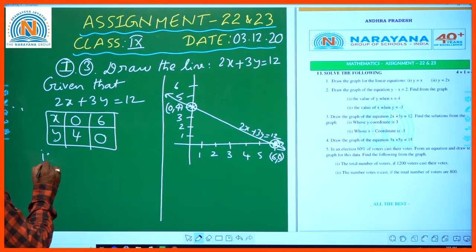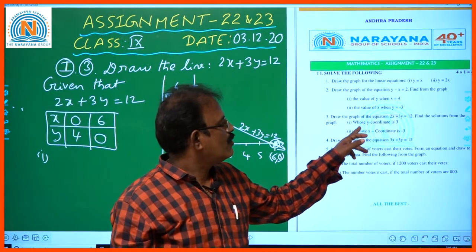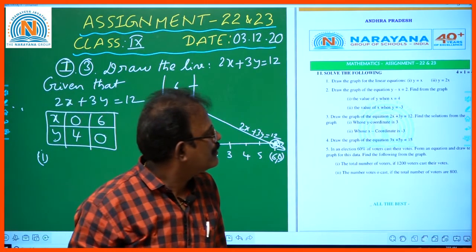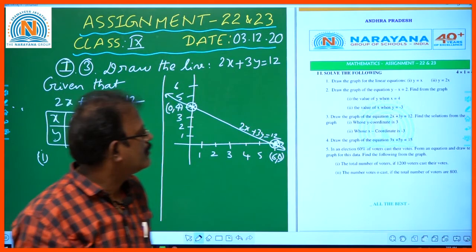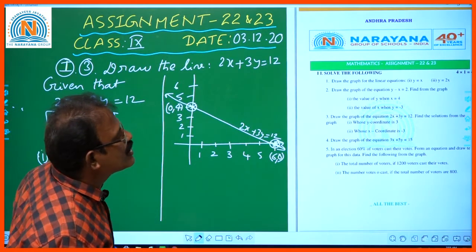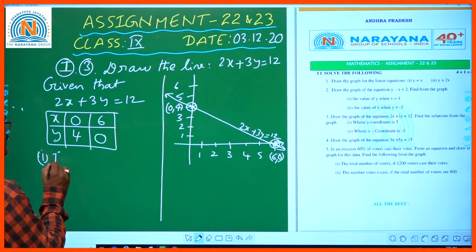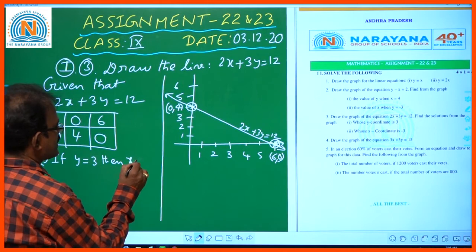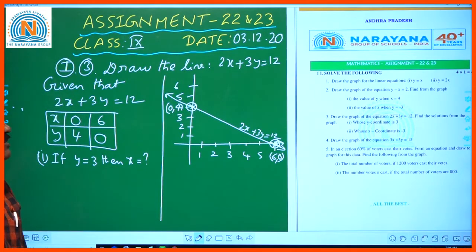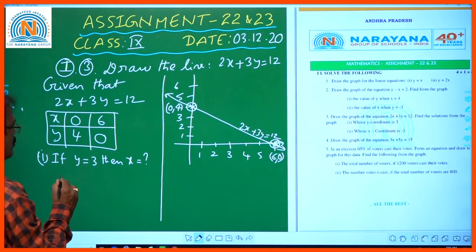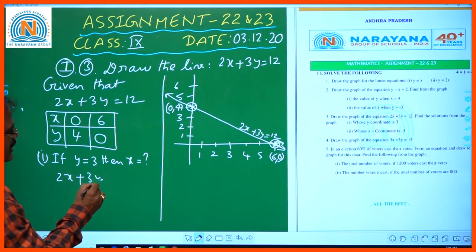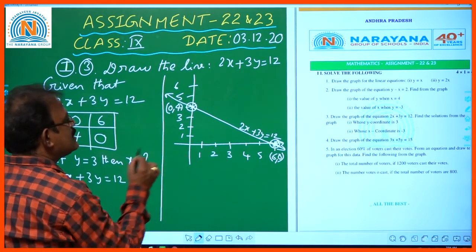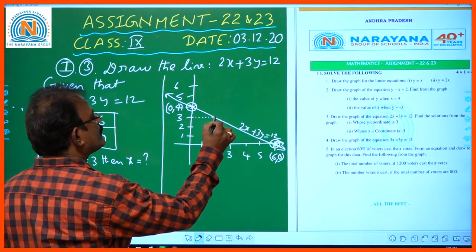Now the question number 1. Whose y coordinate is 3? Find the solutions. If y is equal to 3, then what is x? Whose y coordinate is 3 means, see here, 2x plus 3y is equal to 12. Generally, children, at y is equal to 3, what is x?